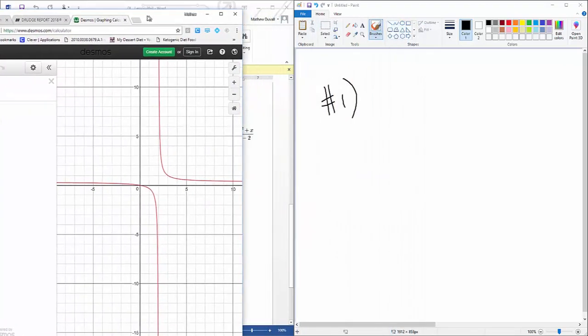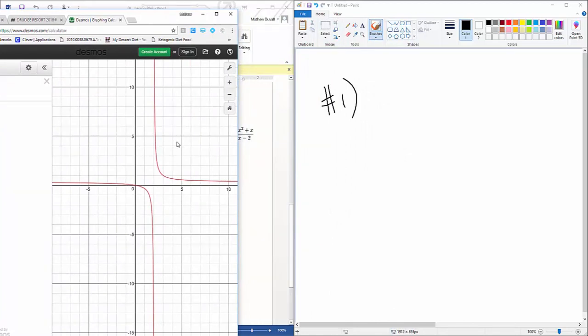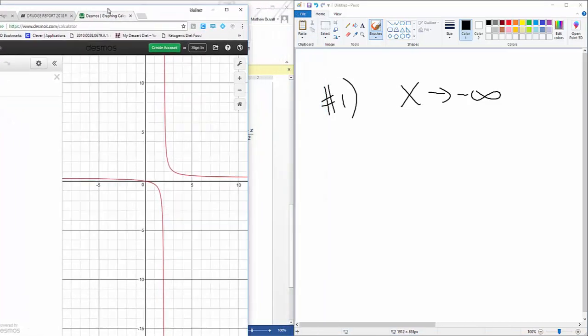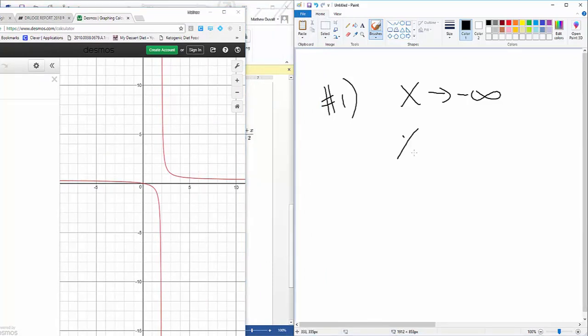So for right here, it looks like x is going to negative infinity. Then x is approaching, here we have, what is that, 2? And it's approaching 2 from the negative side. Then we have x approaching 2 from the positive side. And then x is also going to infinity again.